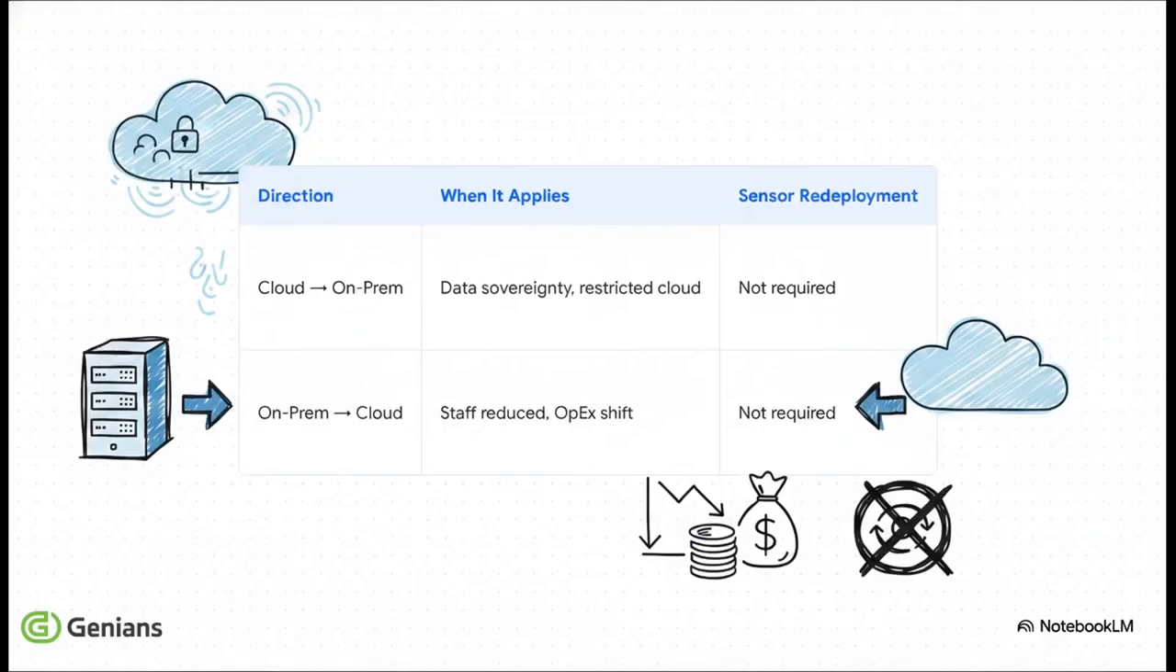So you might ask, why would you transition? Well, you might go from the cloud to on-premises if your data sovereignty rules change, or maybe if cloud connectivity becomes a problem. On the flip side, you could go from on-prem to the cloud if your IT staff gets smaller, or if you need to shift from a capital to an operational expense model. But here's the key takeaway. No matter which direction you go, you do not need to redeploy your sensors.